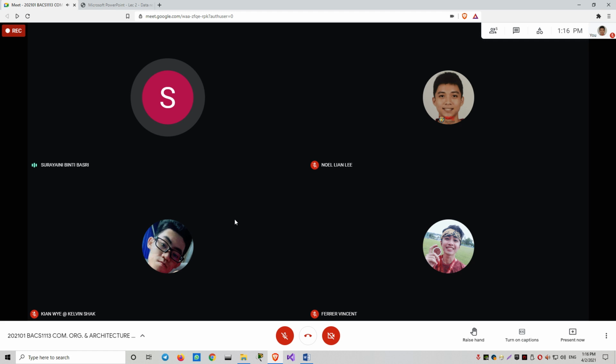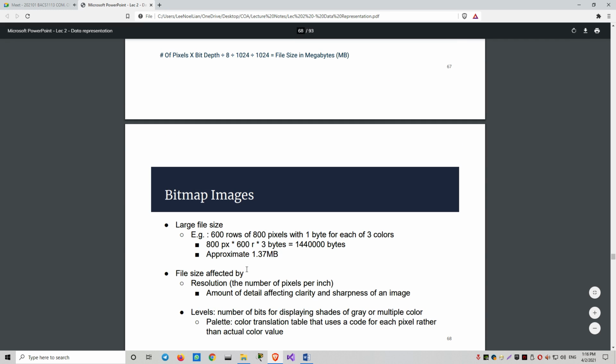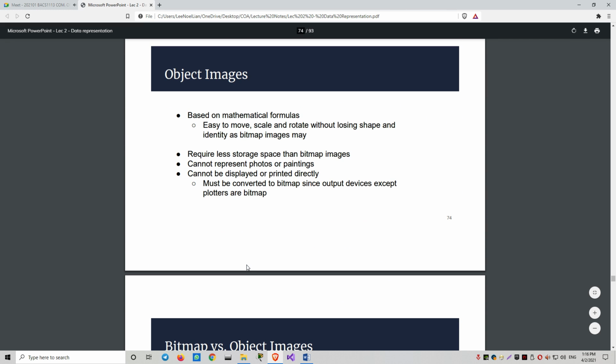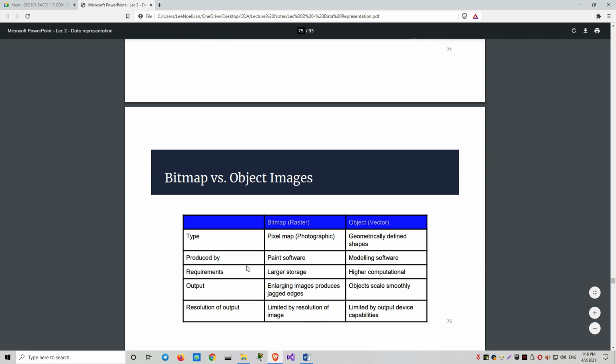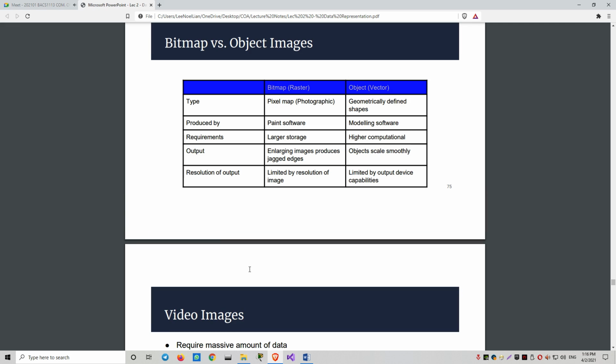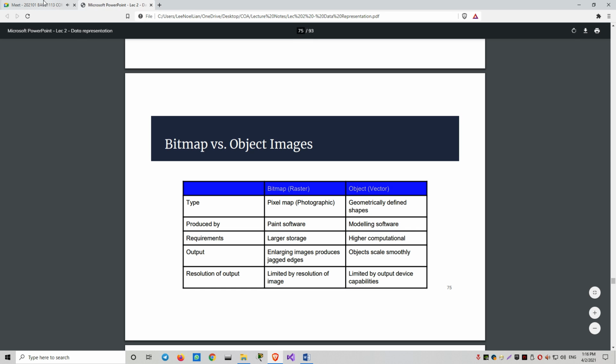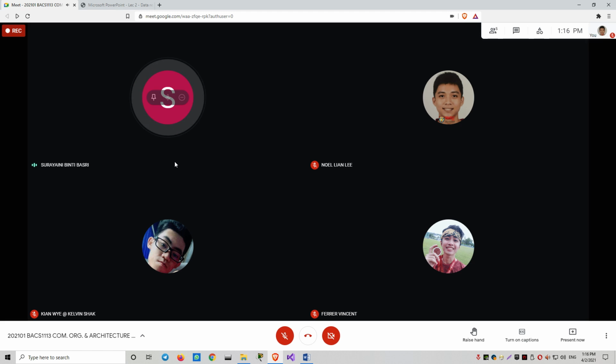Object image can be scaled smoothly, because compared to the pixel, when you zoom in you can see the edges of each pixel, because it is in a grid. But for the object image, it is different, so it will be scaled smoothly. And then the output resolution is limited by device capability.